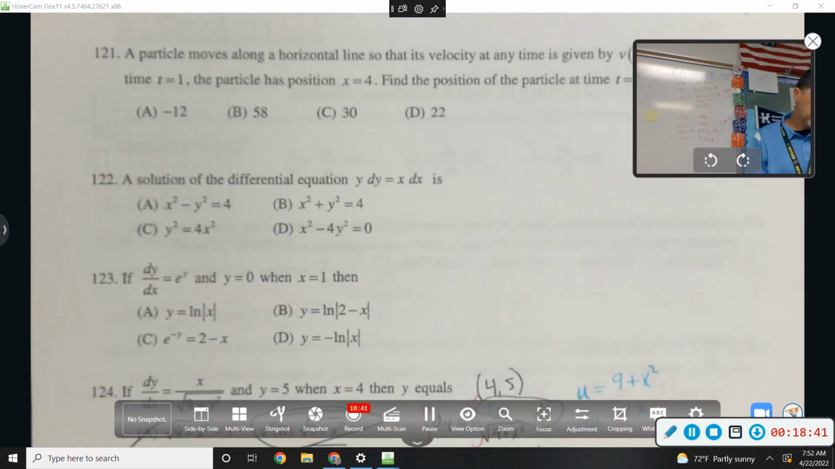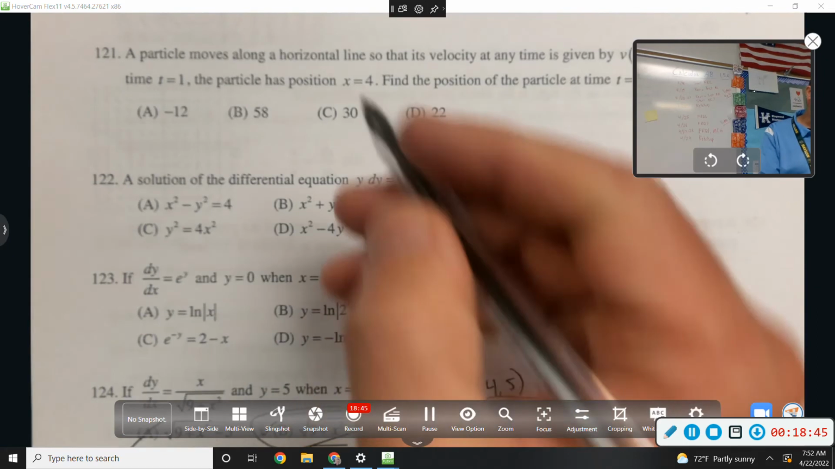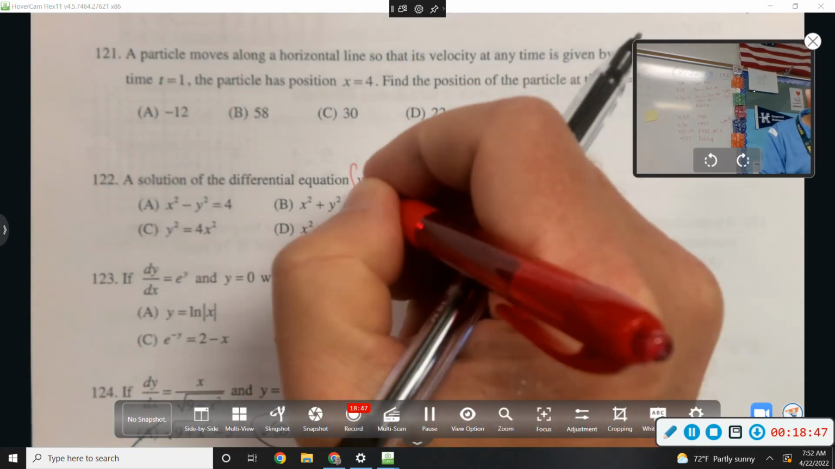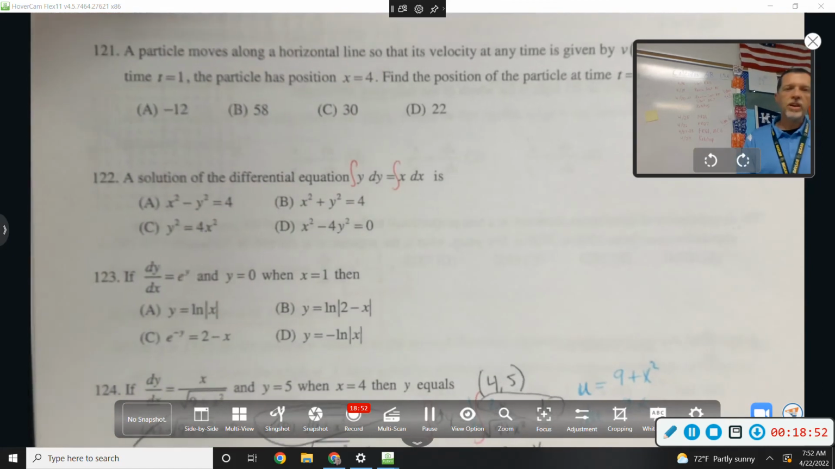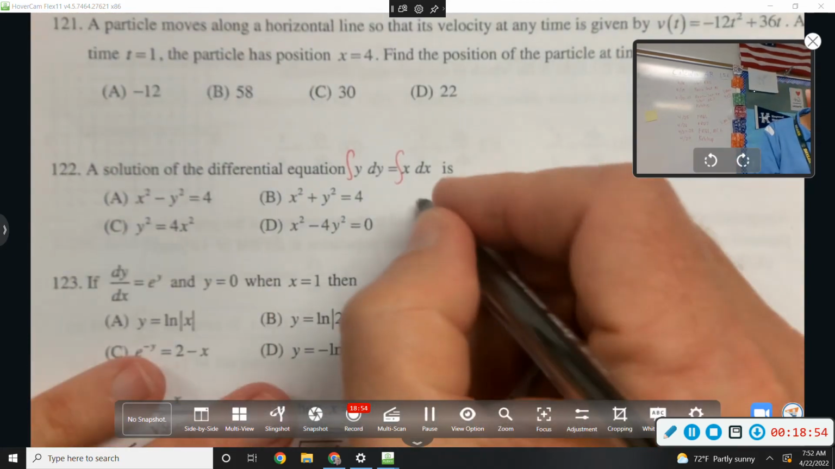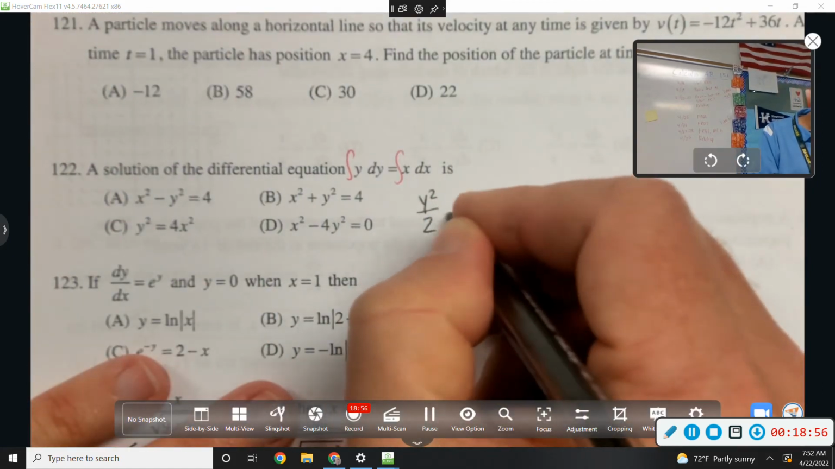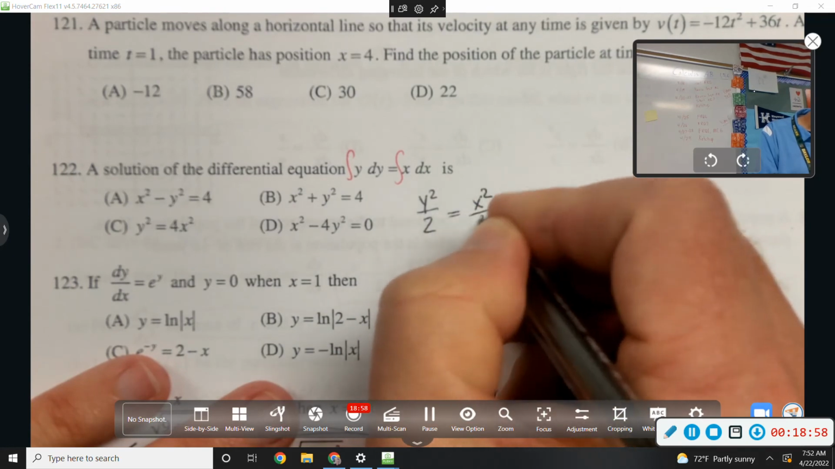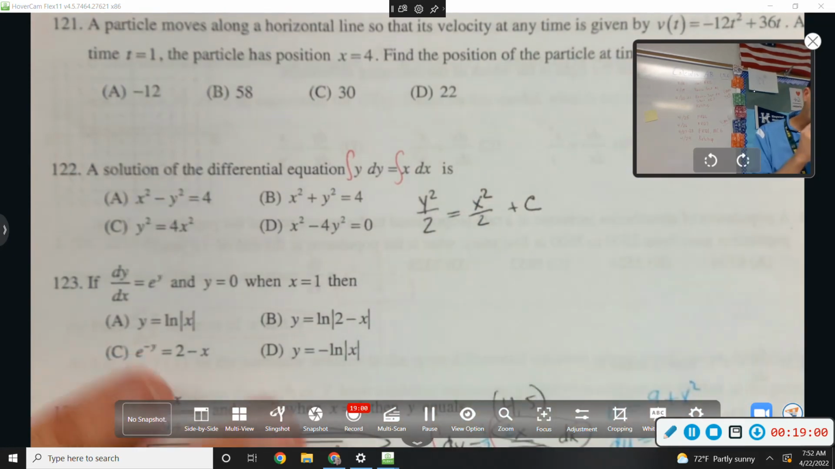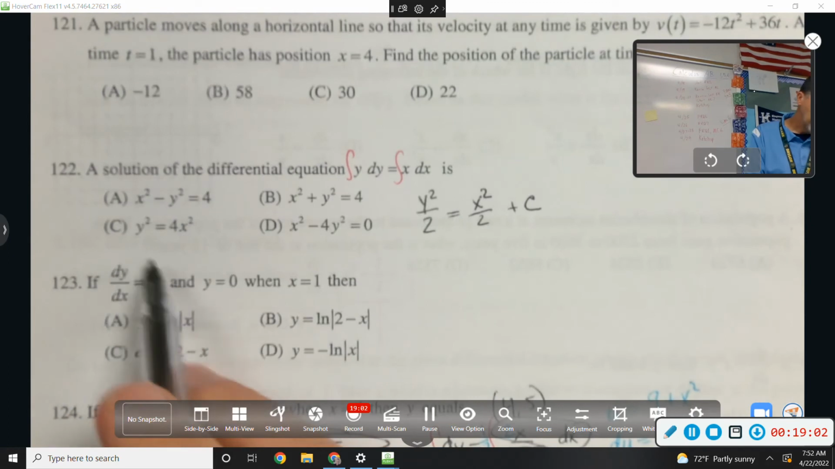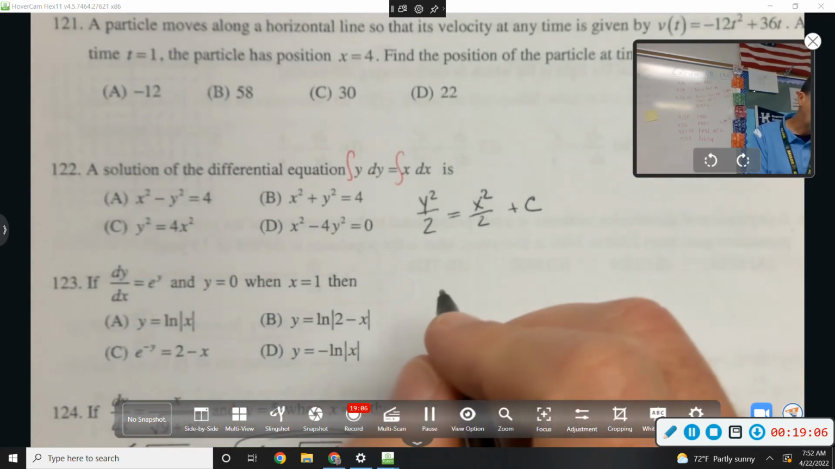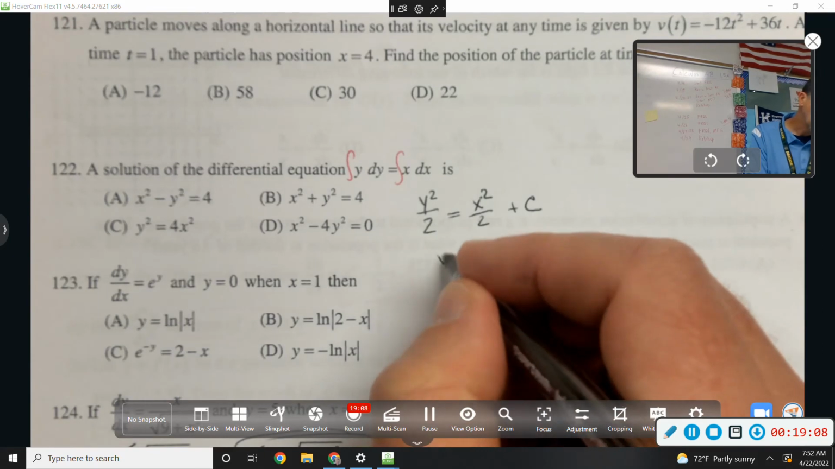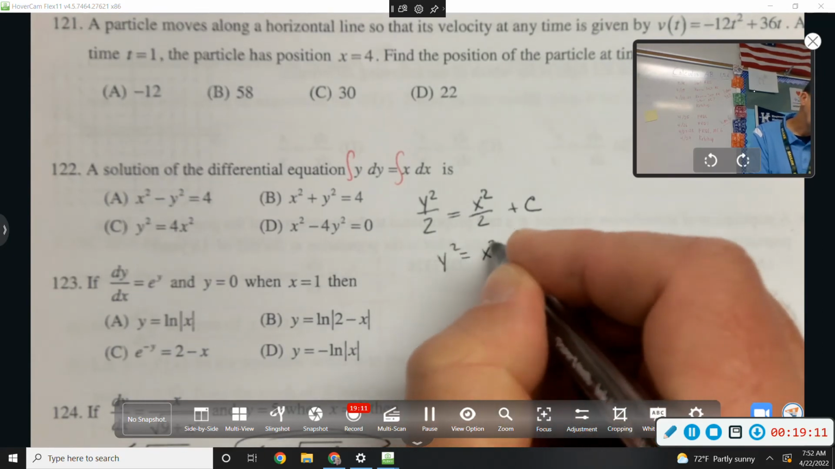Alright, the solution to that differential equation. Oh, they were kind. They did the separation of variables for us. So I can just integrate both sides. Y squared over 2 equals x squared over 2 plus c. Everybody's got x squareds and y squared, so not there yet. Maybe multiply through by 2 to clear out the fraction.